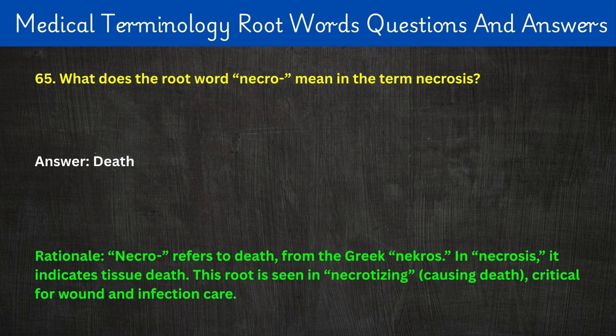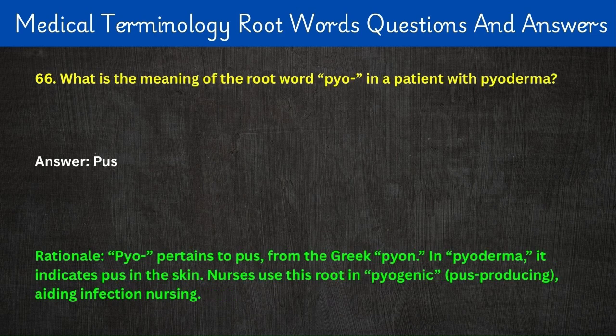Answer: death rationale. Necro- refers to death, from the Greek nekros. In necrosis, it indicates tissue death. This root is seen in necrotizing, causing death, critical for wound and infection care. 66. What is the meaning of the root word pyo- in a patient with pyoderma?